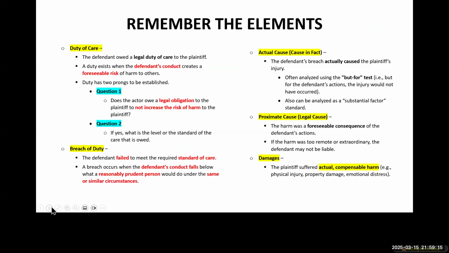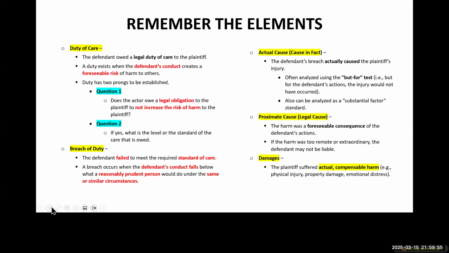Now, because we have been newly introduced, let's take a moment to reset ourselves and remember what the elements of negligence are. Duty, which means the defendant owed a legal duty of care to the plaintiff. Duty has 2 prongs in order to be established. Prong 1, does the actor, the defendant, owe a legal obligation to the plaintiff to not increase the risk of harm to the plaintiff? Prong 2, if the answer is yes, what is the level or the standard of care that is owed?